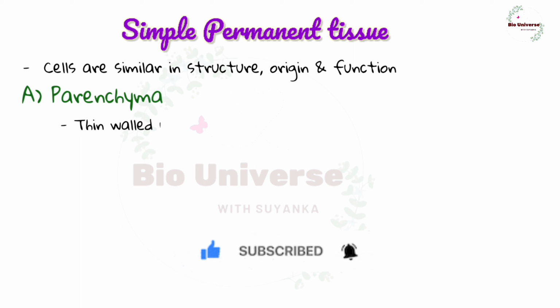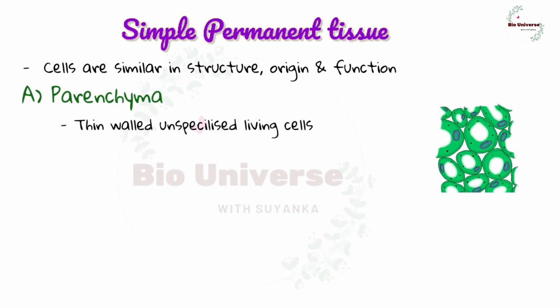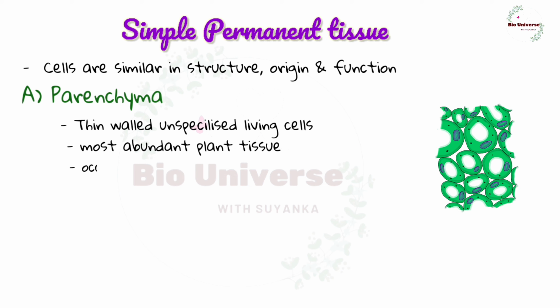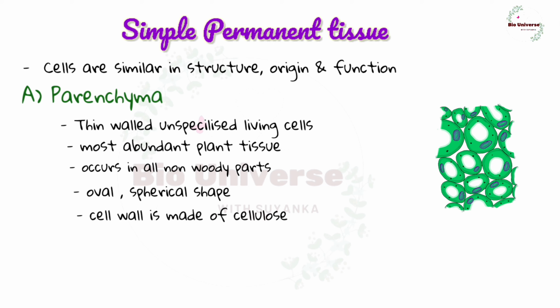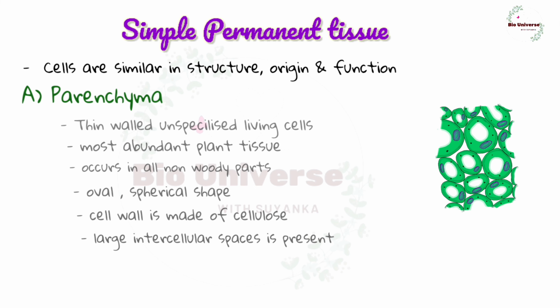Parenchyma. It is thin-walled, unspecialized, isodiametric living cells which form the basic packing tissue of plant body, lying in between specialized tissue. It is the most abundant tissue of plants. It is found in all non-woody parts of plant like stem, root, leaves, flowers, fruits, etc. The cells are oval, spherical, or polygonal in outline. Thin cell wall is made of cellulose. There are large intercellular spaces occurring in between cells.